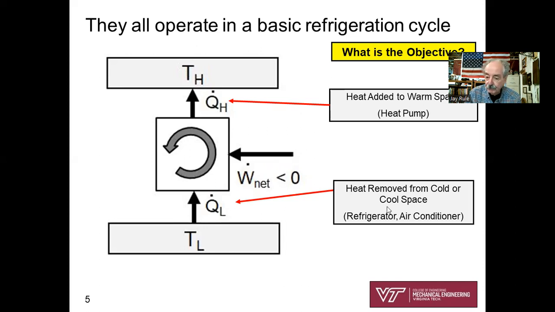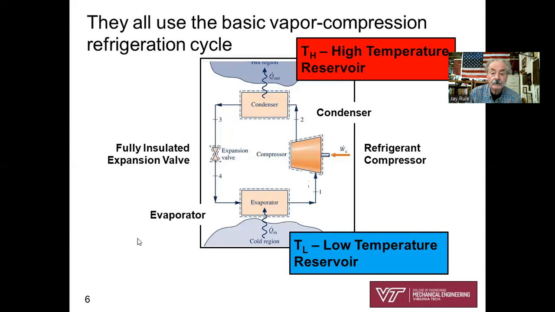So for your refrigerator and your air conditioner, this is what you're interested in, removing heat from a cold or cool space. If you're operating a heat pump in the wintertime, here's what your objective is. You're interested in moving heat up into a warmer space from a colder space. So that's what all 4 of those systems have in common. All 4 of those systems use the basic vapor compression refrigeration cycle to operate. So let's look at the components.